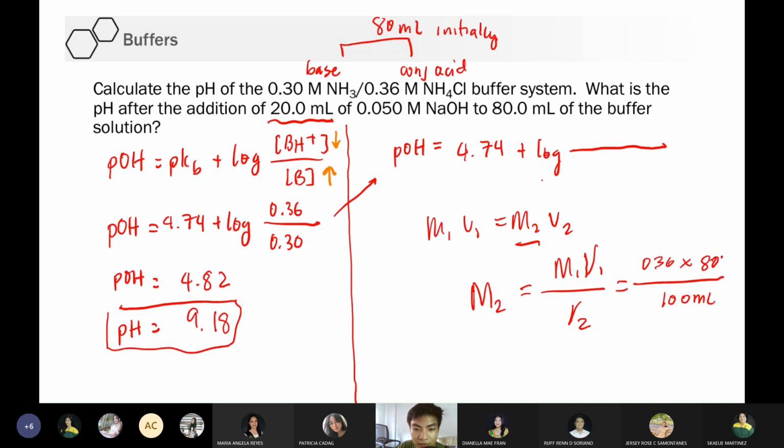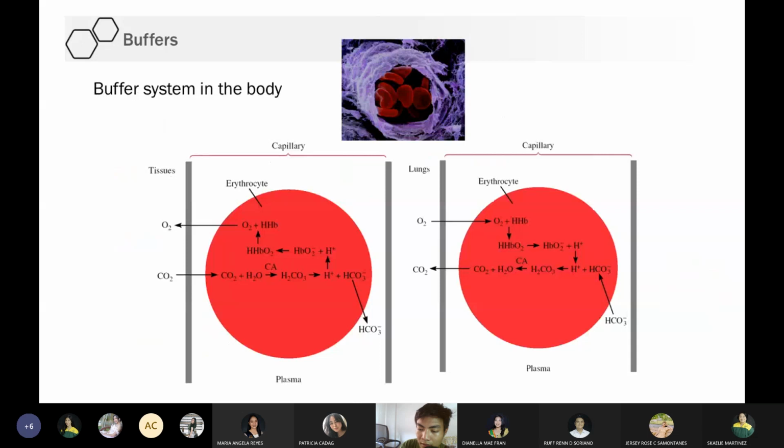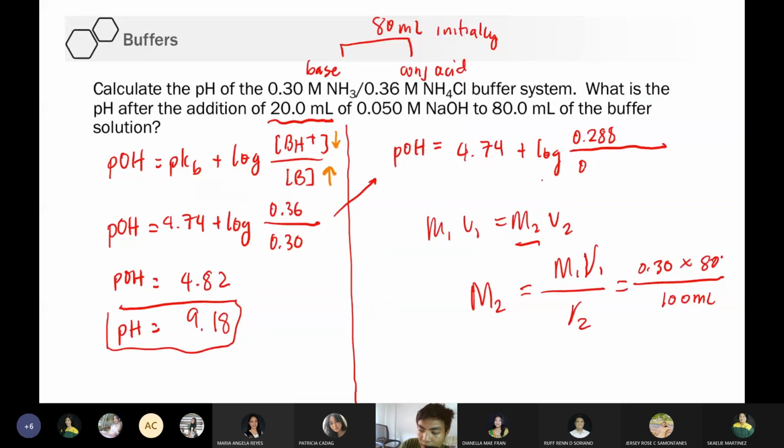So what will be the new molarity? What will be the diluted molarity? Yung 0.36 natin, magiging 0.288 na siya. Nag-dilute tayo eh. How about yung 0.30? Palitan ko lang to. Sa denominator, how about the 0.30? So that's 0.30 times 80 divided by 100. So yung 0.30 dati, ngayon ay 0.24 na.